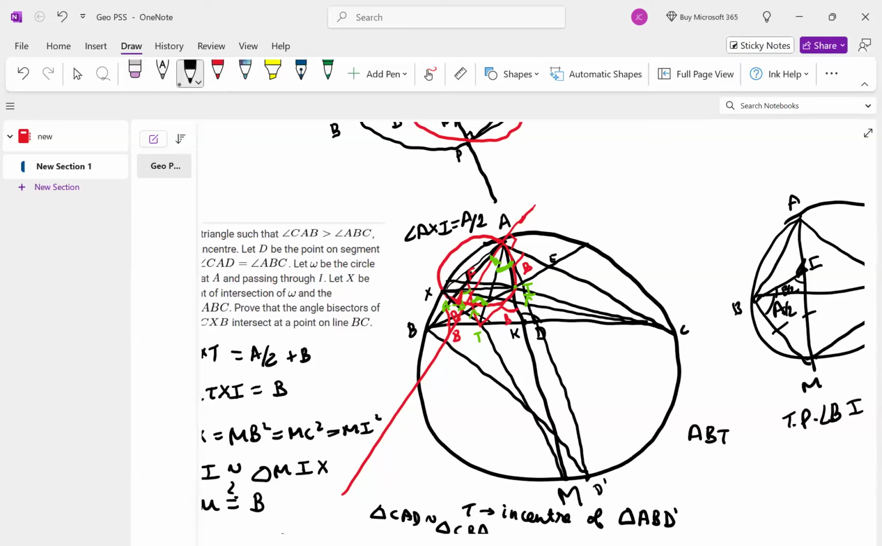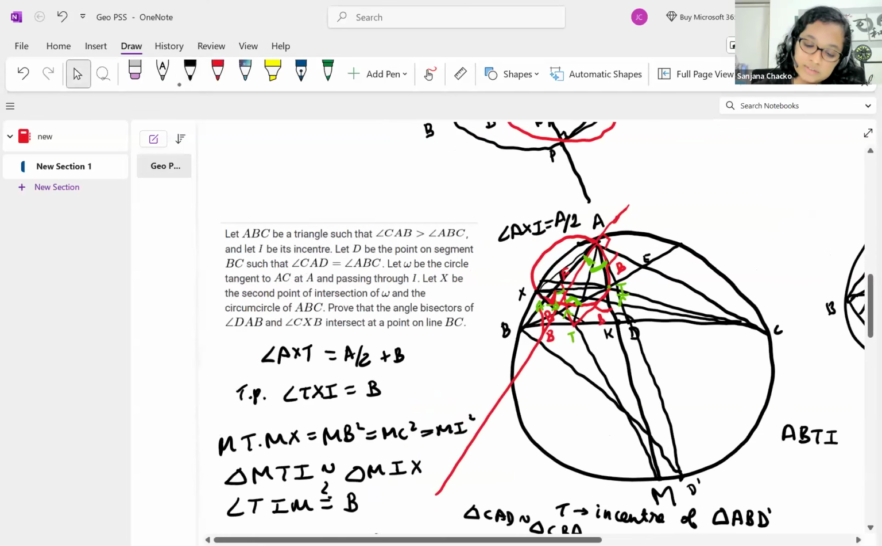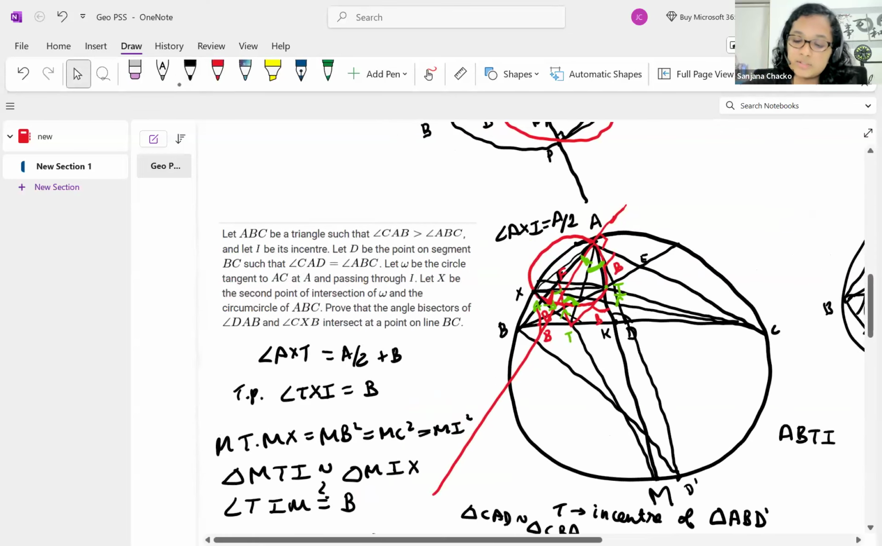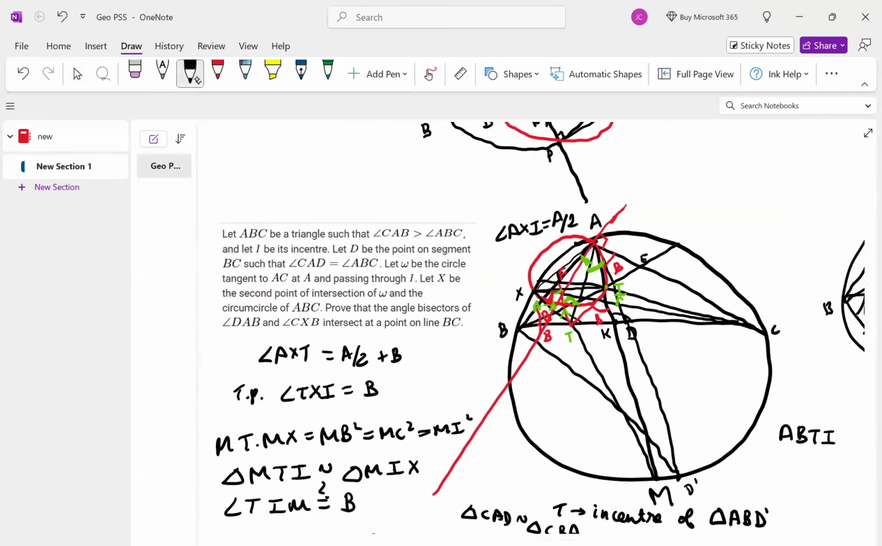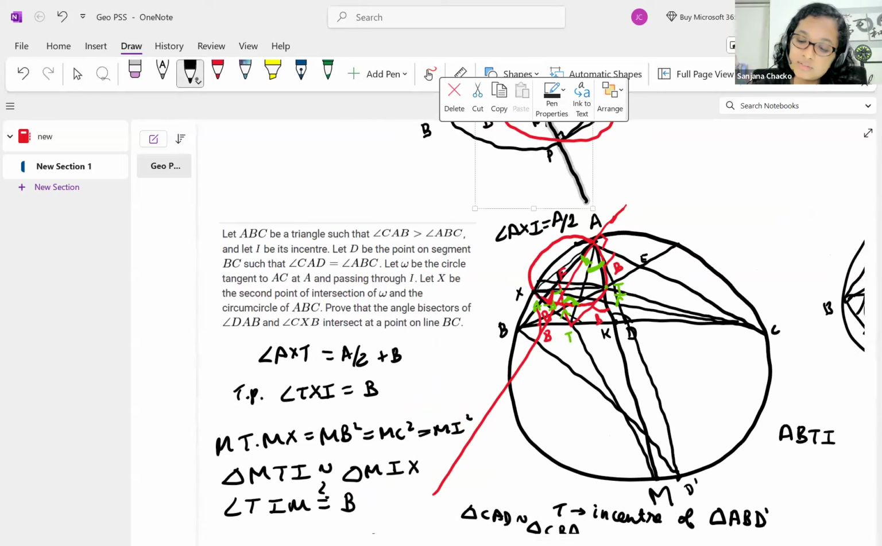I didn't get you. So how did we prove that if we prove TXI is equal to B, we are done? Okay, sure. So we want to prove AXI is A by 2. Did you get that? That AXI is A by 2? Yes, so that's just the tangency condition. So now you know that AXTK is cyclic. Is that fine?